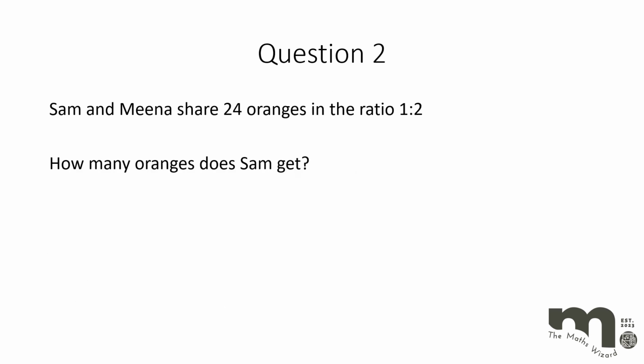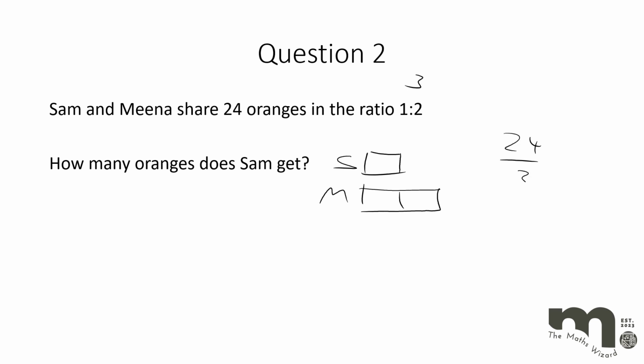So we've got a slightly more context-based question here, which do tend to be more prominent on GCSE. So pause your video and have a go. Okay, so let's look at this then. So we can have our bar modeling. Sam and Mina share 24 oranges in the ratio 1 to 2. So we know Sam's got 1 part, Mina has got 2 parts. So we've got 3 parts in total.